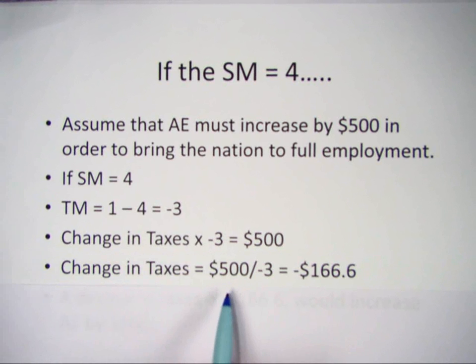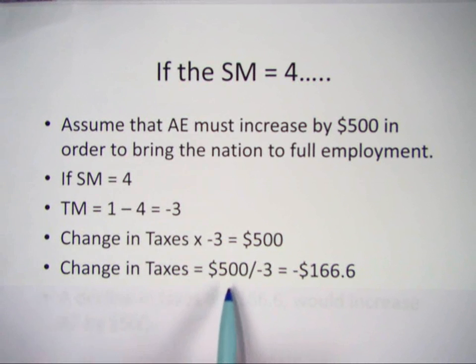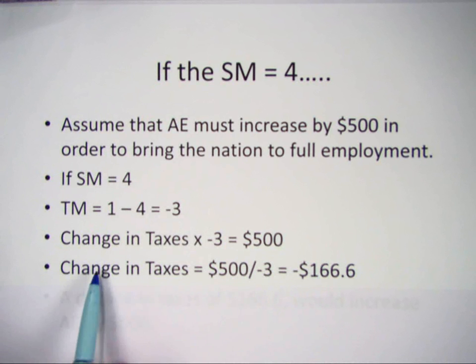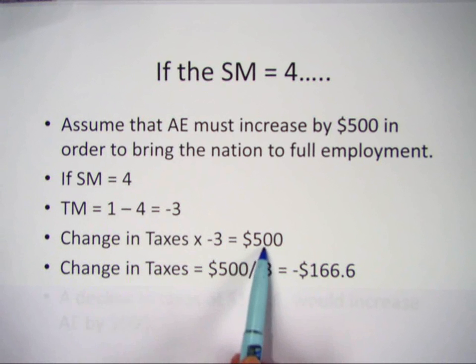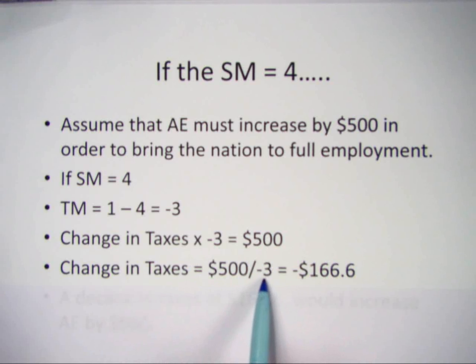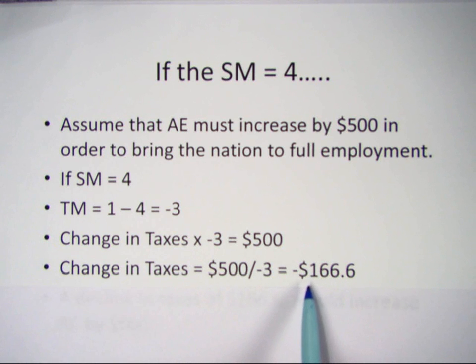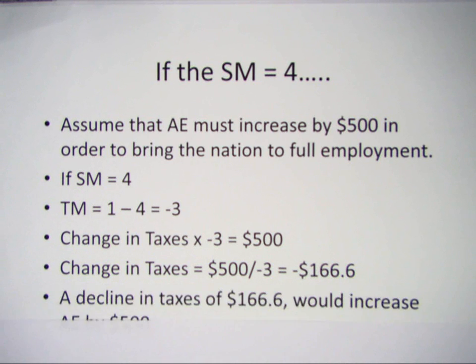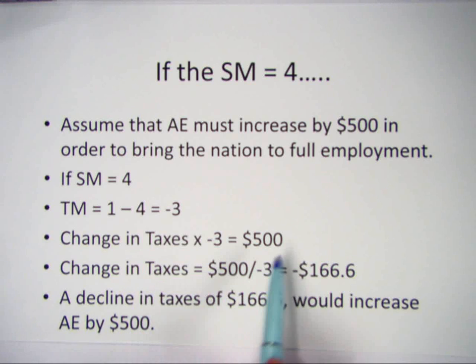All we need to do is divide both sides by minus 3, and we can get that. We'll get the change in taxes on the one side of the equation by taking 500 and dividing it by the negative 3. So 500 divided by negative 3 gives us the change in taxes necessary. So if taxes went down by $166.60, we would see aggregate expenditures increase by 500.